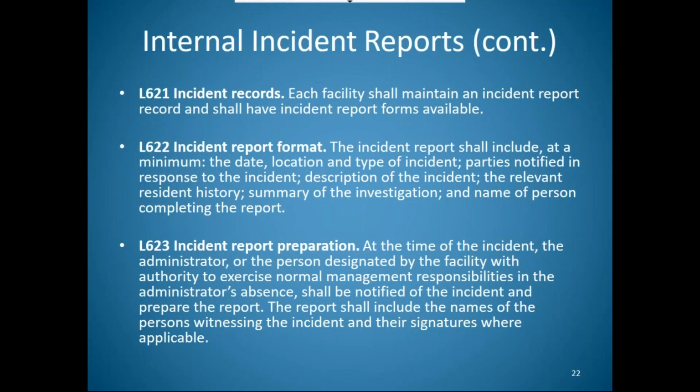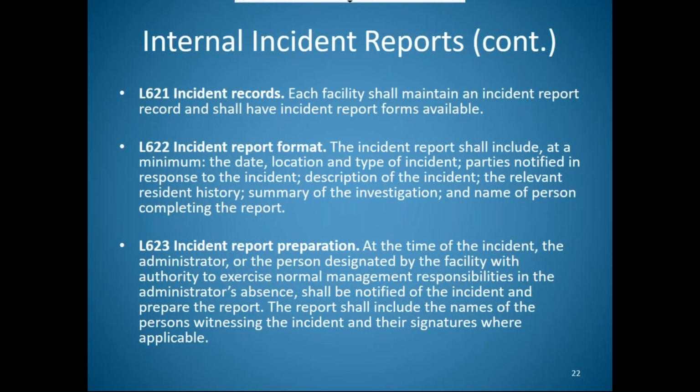622 tells you exactly what should be in that incident report. We're talking date, location, type of incident, who was notified following the incident, a description of the incident, the relevant resident history, a summary of the investigation, and name of the person completing the report. Basically, everything that they say should be in there is what's on the 283, and that's why some facilities choose to use the 283. 623 is your incident report preparation.